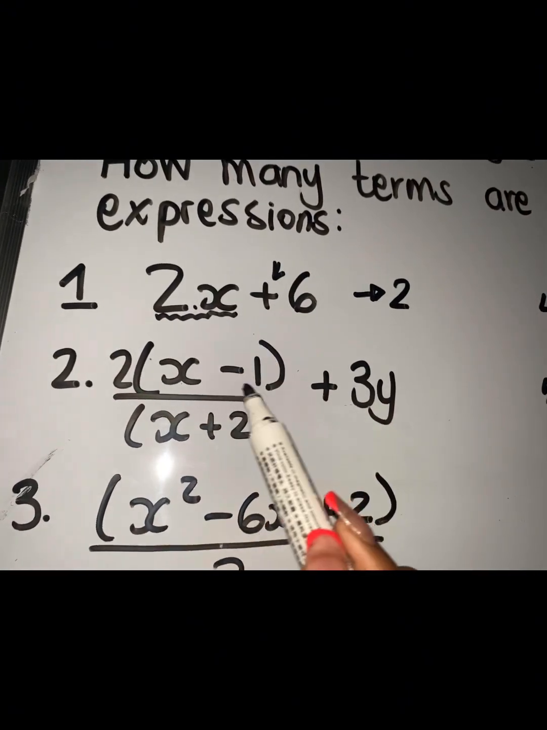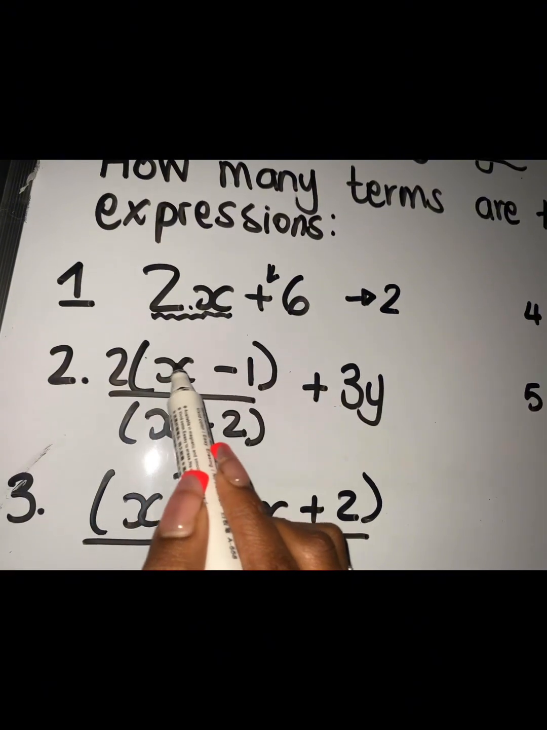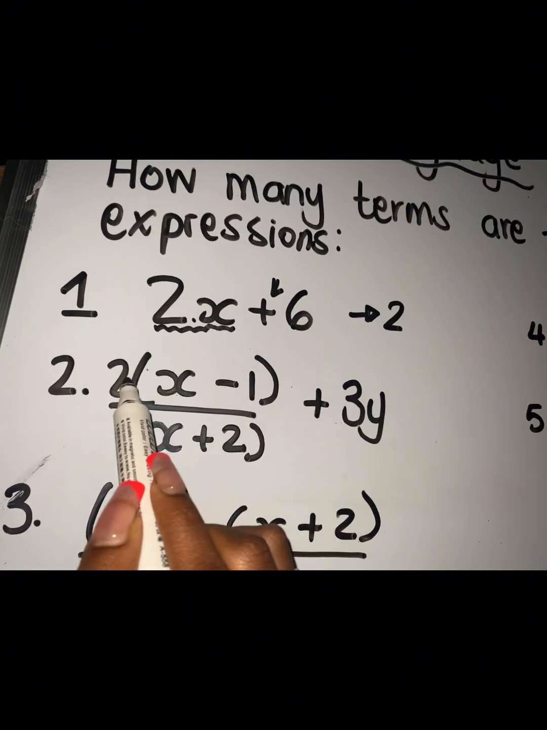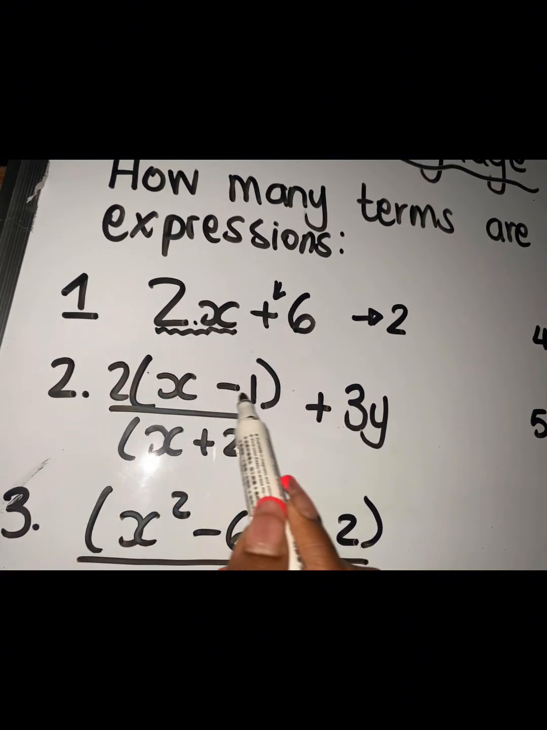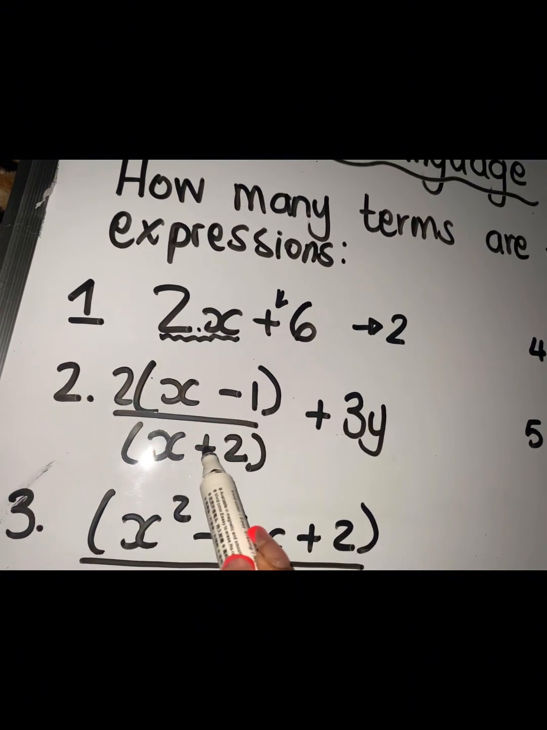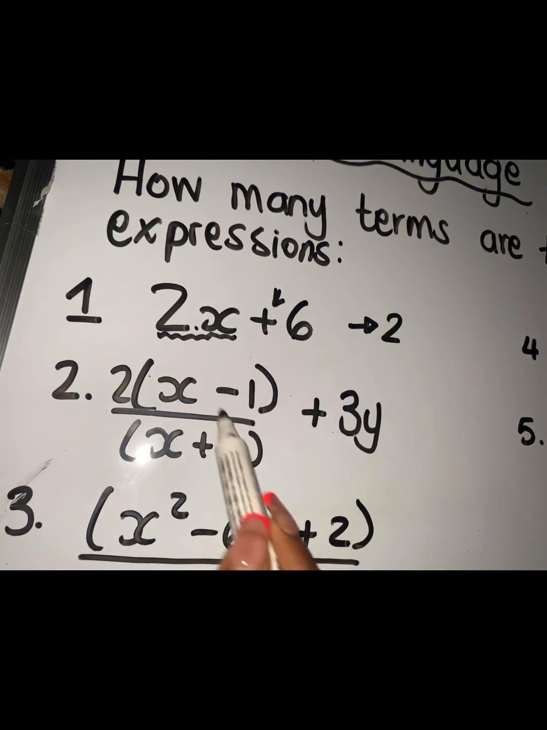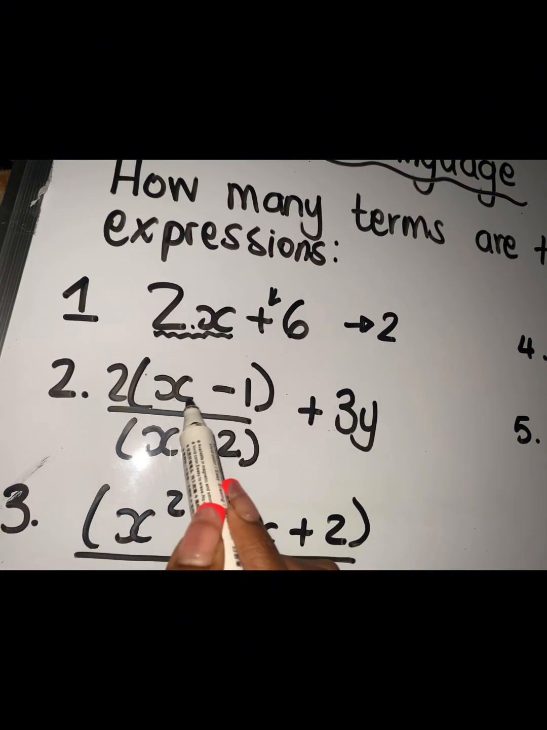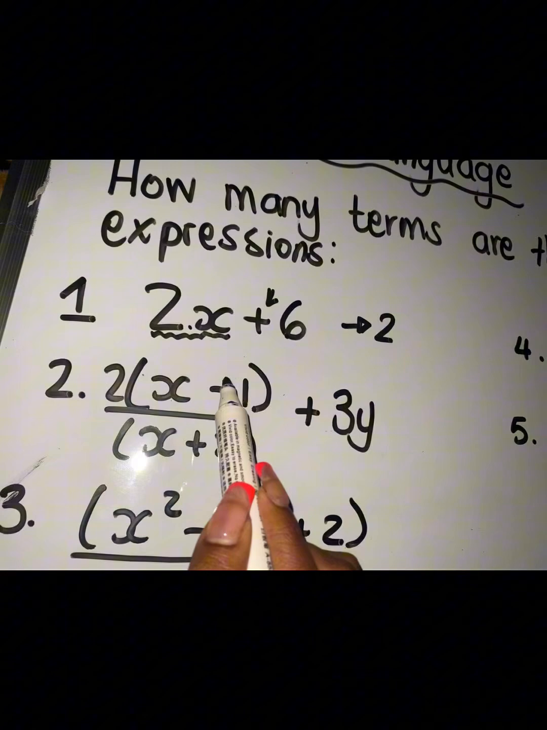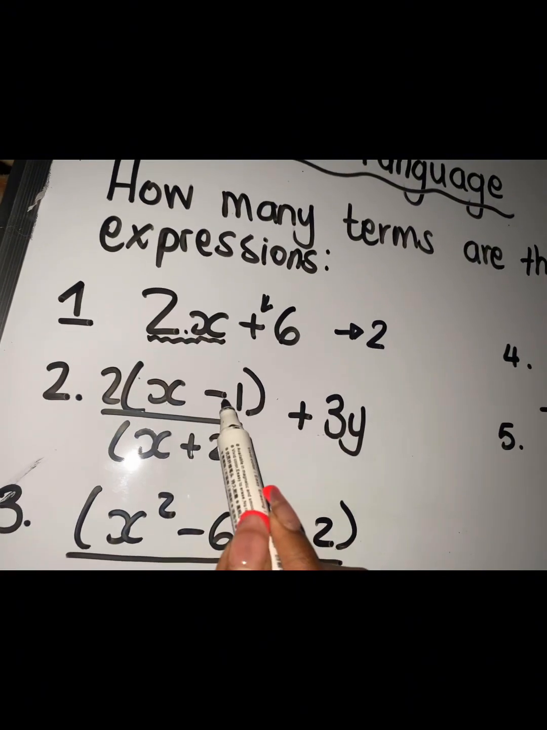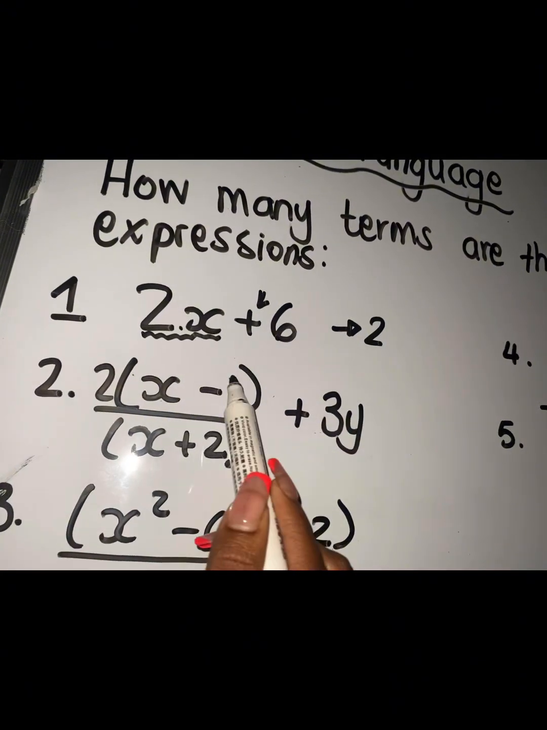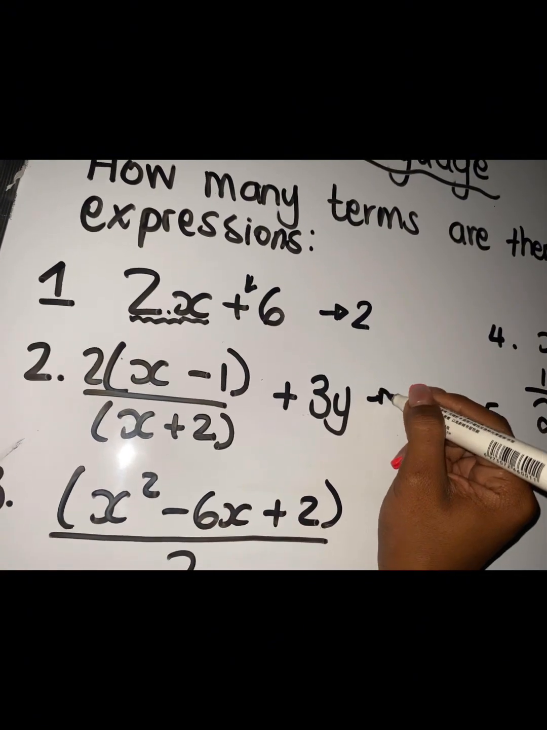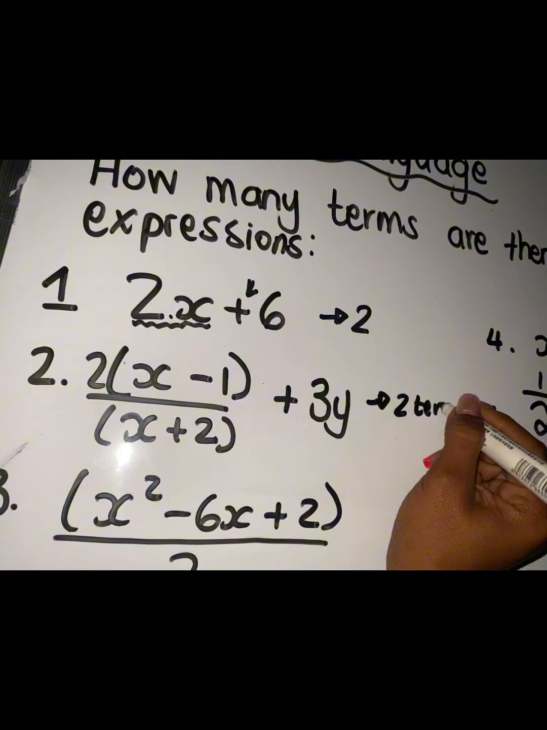Right. Number 2. Now here we have 2 times x minus 1. And remember, bracket makes it 1. Now this bracket is multiplied to the 2, making it one term. Divided by x plus 2, this is going to be one term, because division and multiplication does not separate terms. So this is regarded as one term. Plus 3y. So meaning here we have one term separated by a plus, then we have another term. So here we still have two terms.